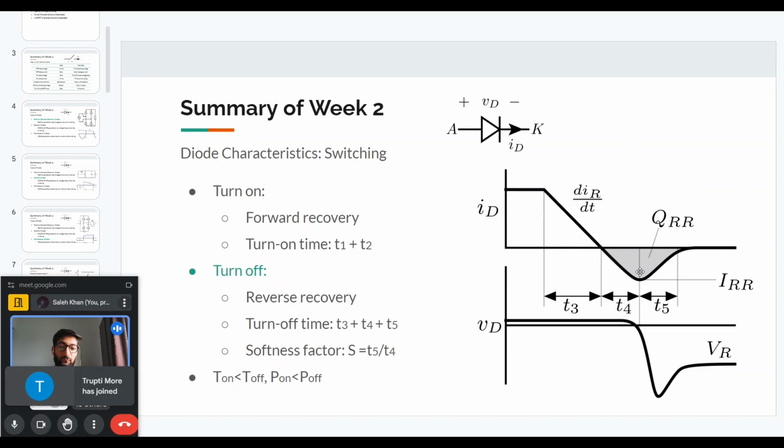Depending on whether T5 is greater than T4 or T5 is less than T4, we can categorize diodes as soft recovery or abrupt recovery. And lastly, as I mentioned, the T on time is actually very small compared to the T off time. So in the data sheets, you will mostly only find the T off duration and the losses that are related with the turn off of the diode.